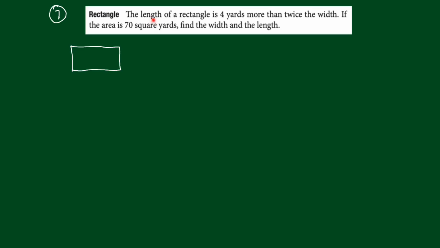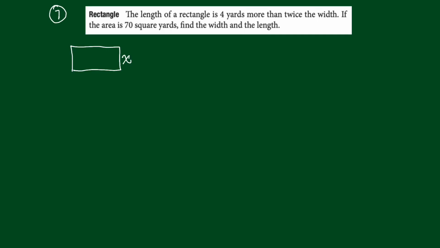It says the length of the rectangle is 4 yards more than twice the width. So the length is given in terms of the width, and as I read this, the length comes first, the width comes second. Typically, almost every time in these word problems, you let x be the item that comes second. So that's the width. So over here, I'm going to label that as x. That's what comes second. The length is given in terms of the width.